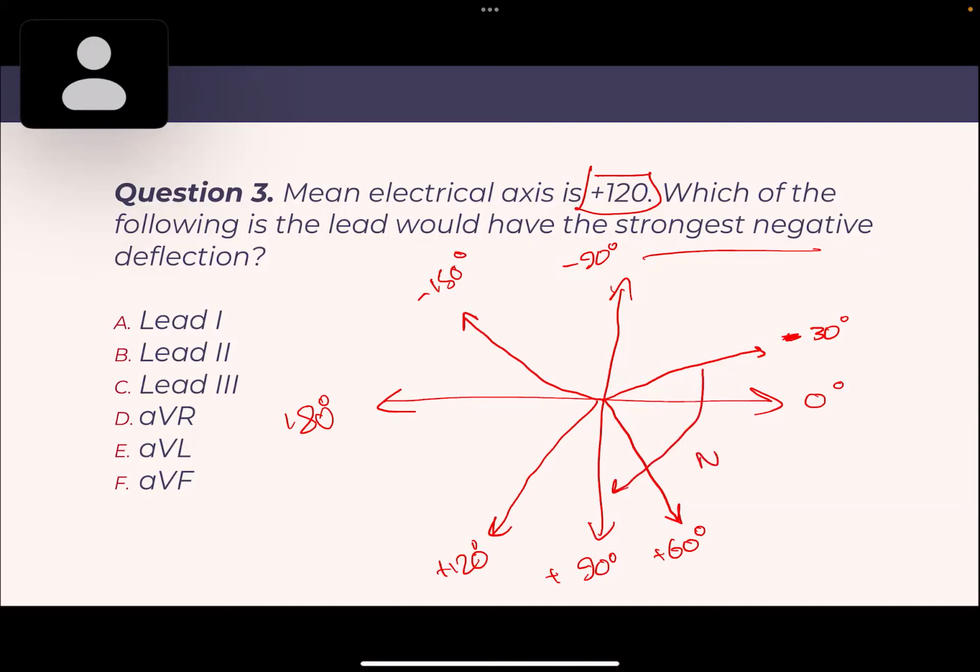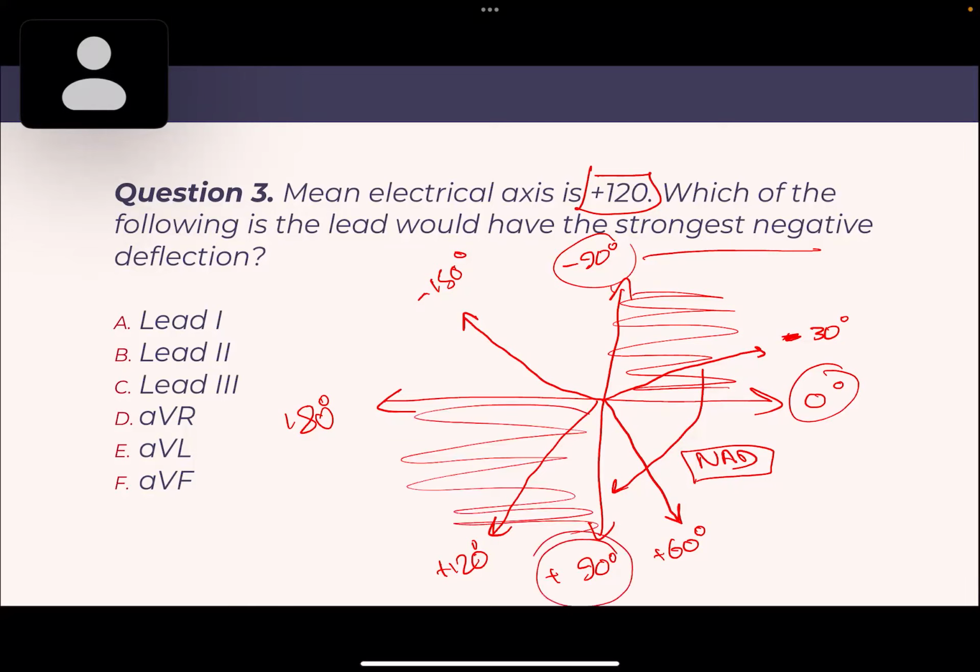Exactly. So this is your normal axis deviation, which I abbreviated as NAD. And then the left axis deviation is going to be between what and what? It's going to be mainly this quadrant, between 0 degrees and negative 90. And then right axis deviation is going to be mainly in this quadrant, between positive 90 and 180 degrees. And anything between 180 degrees and negative 90 is an extreme axis deviation.